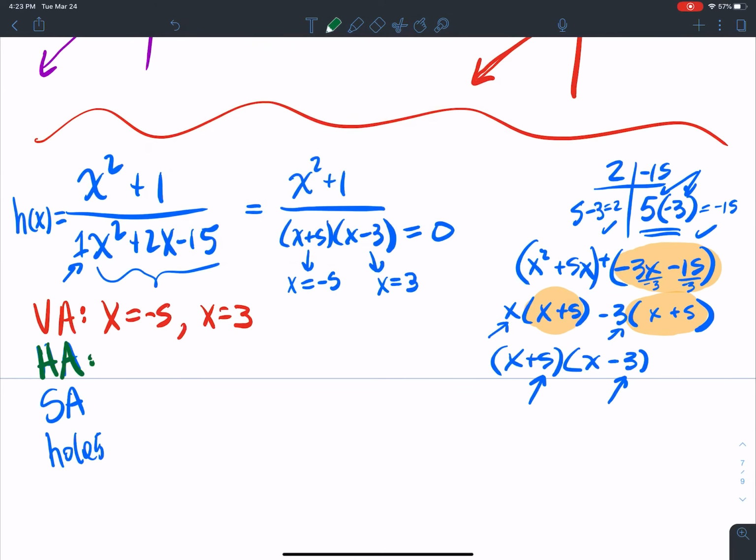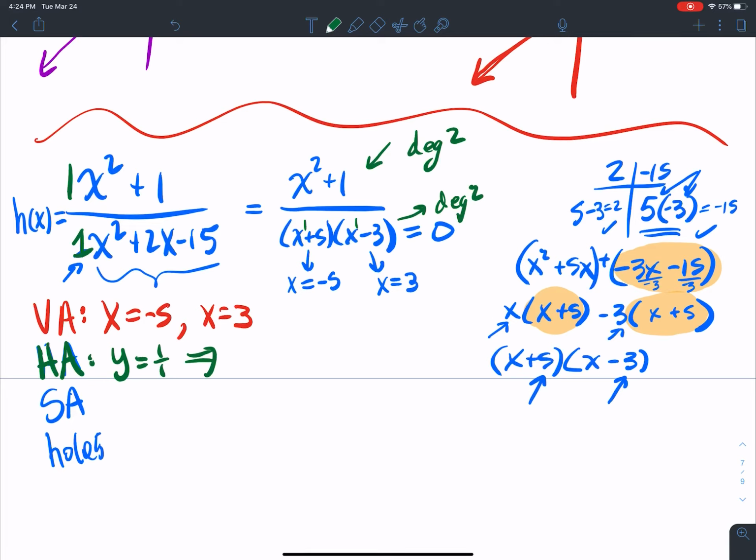The numerator degree is what? The degree is 2. 1, 2. The degree of the denominator is also degree 2. So what does that tell me? Exponents are the same. Divide coefficients. What's the lead coefficient in the numerator? It's a 1. What's the lead coefficient in the denominator? It's a 1. So y equals 1 over 1.